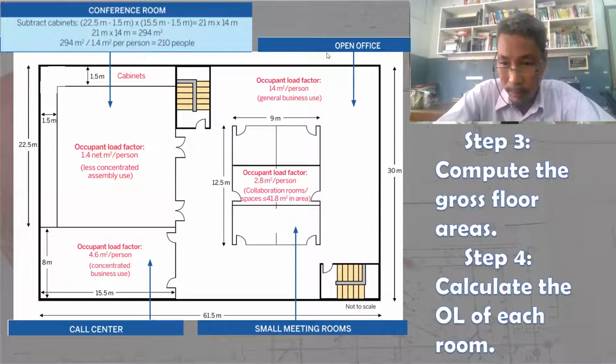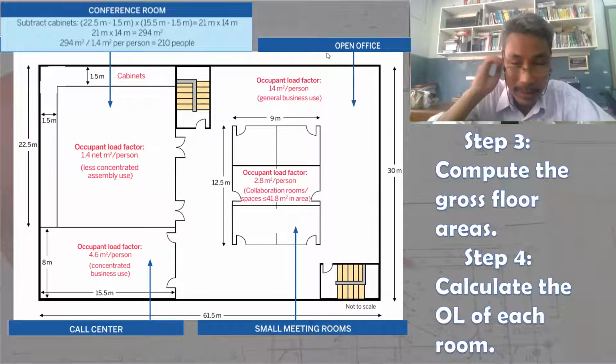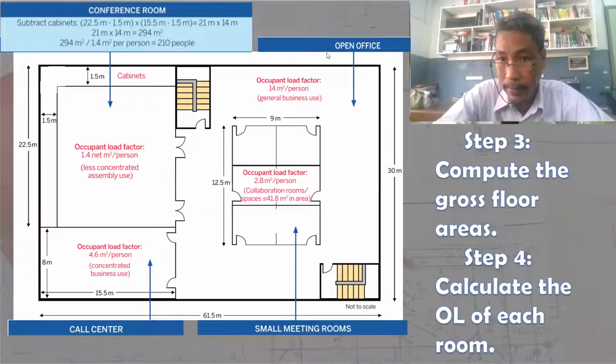Okay, and we can follow it up with the step 4 of the process, wherein we can calculate the occupant load of this particular room. Okay, 294 square meter divided by, okay, remember the formula? Occupant load is floor area divided by occupant load factor. So occupant load factor is 1.4 square meter per person. So 294 divided by 1.4 is equal to 210 people. So you can always round up to the nearest units digit. Okay? So in this case, 210 people.